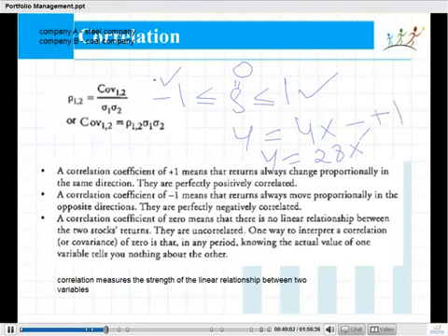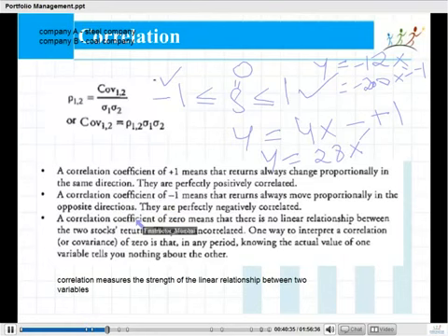If the relationship was something like y is equal to -12x or y is equal to -200x, then the correlation coefficient would come out to be -1 for both these series. Why? It's a strong negative linear relationship. A number of -1 means that returns move proportionally in the opposite direction. They are perfectly negatively correlated.